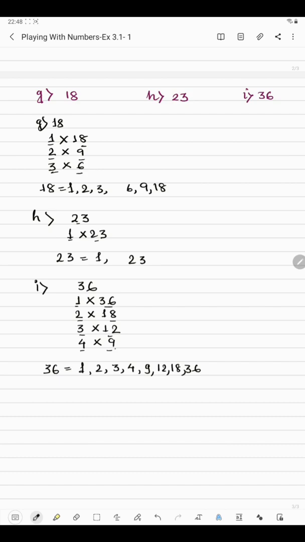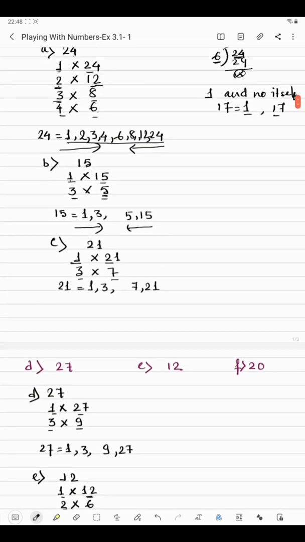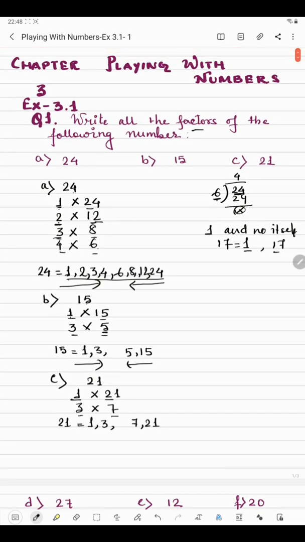So this way we will find the factors. So a factor means when we divide the number by any number, there is no remainder left. That means it divides evenly. And one thing you have to remember: these two numbers will always be there in any number. Whatever number you are finding the factors of, 1 and the number itself must be there.